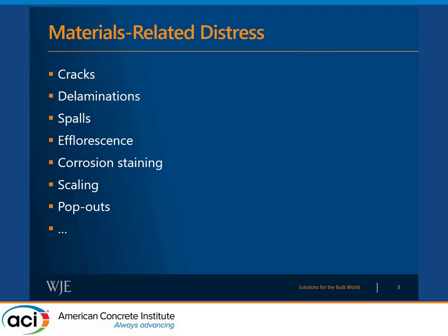There's a lot of sources for cracks, but that's probably one of the most common materials-related distresses that we'll see in concrete bridges. There's also delaminations and spalling, again very closely related to cracks in many cases, often an indicator of some internal distress, perhaps corrosion of reinforcing steel. On the surface, we might see efflorescence or corrosion staining. We might see evidence of scaling, particularly in environments where freeze-thaw is popular, and pop-outs as well. There are other types of materials-related distress that we'll commonly look for in bridges, but these are probably the most common that stand out.